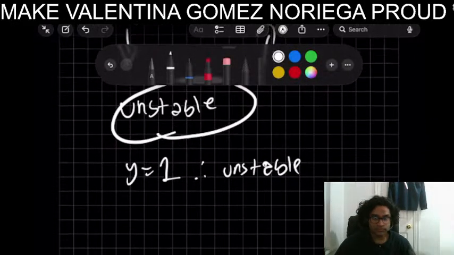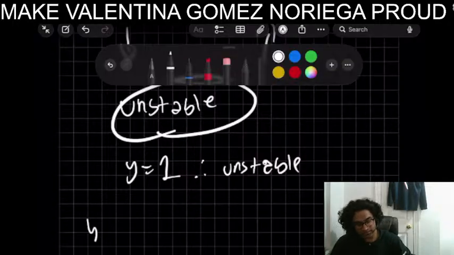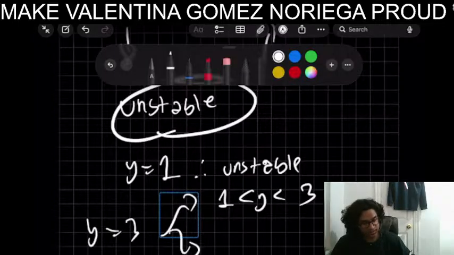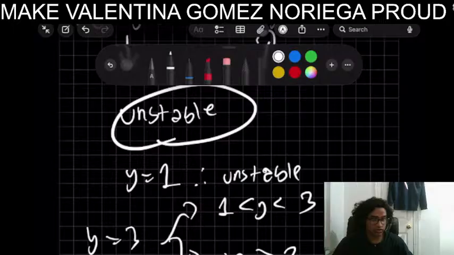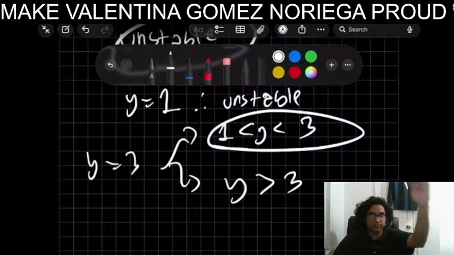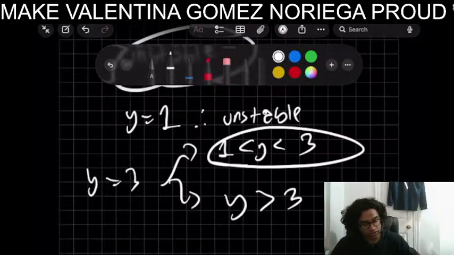Now, y equals 1, unstable. Y equals 3, we're going to have 1, y, 3, and y3. 1 less than y less than 3 is going upwards, right? So this is your below. The above for the previous is the below for the next. So this is going upward.